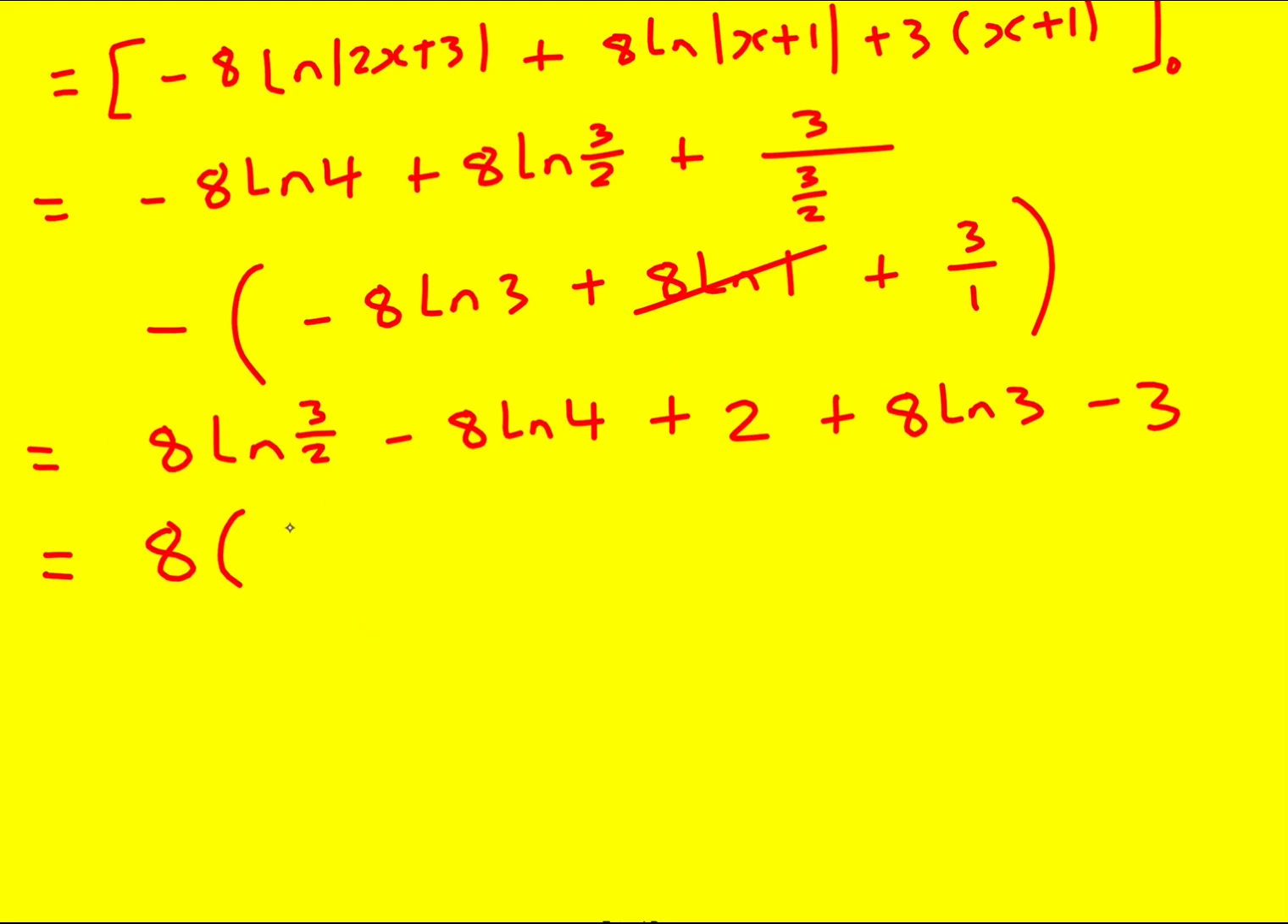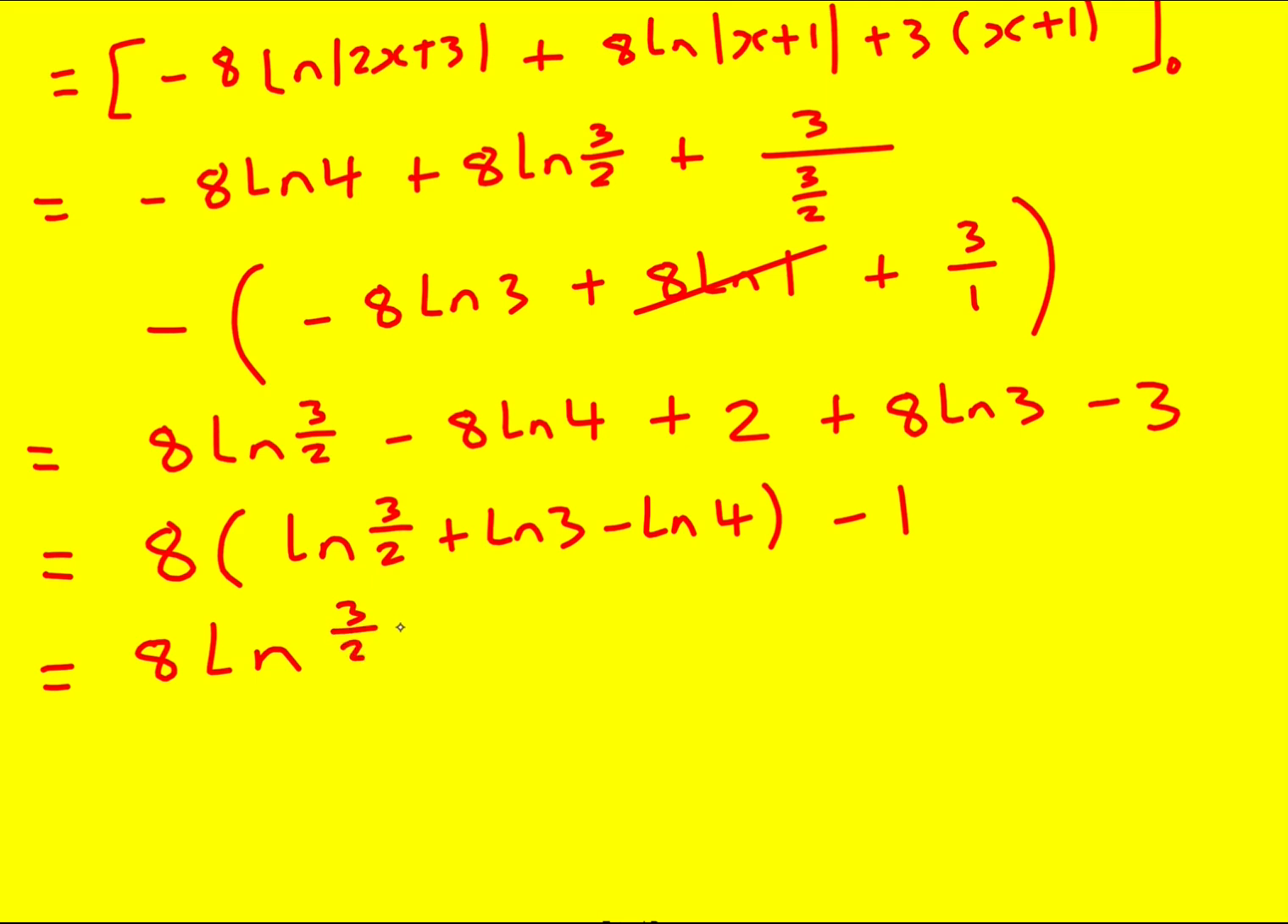Factorize the 8 out. And then minus 1. Now use rules of logs. So times all of these together. Sorry, there's a minus here, so not quite. So it's going to be 3 over 2 times 3 all over 4. That becomes 9 over 2, which I then divide by 4, I get 9 over 8.